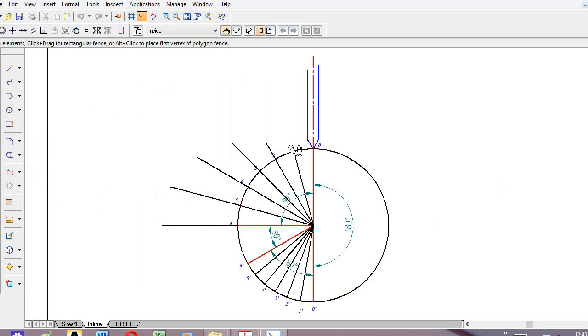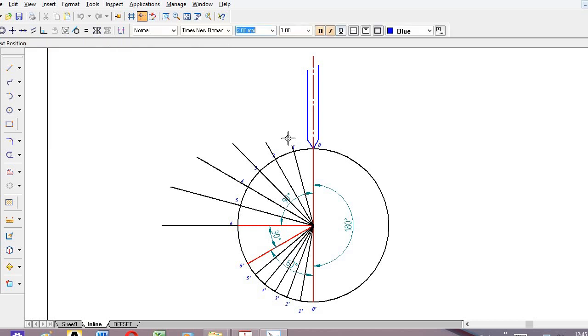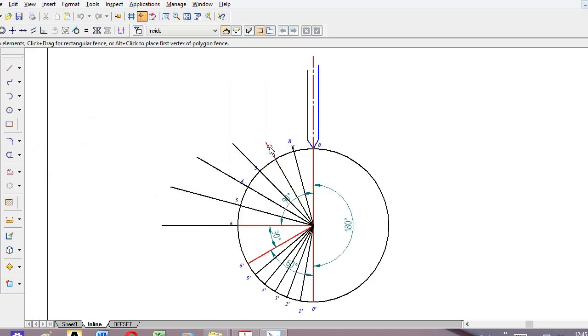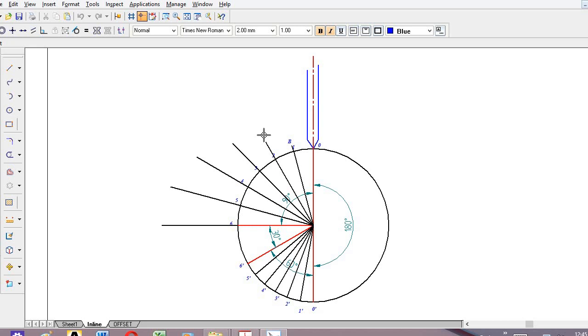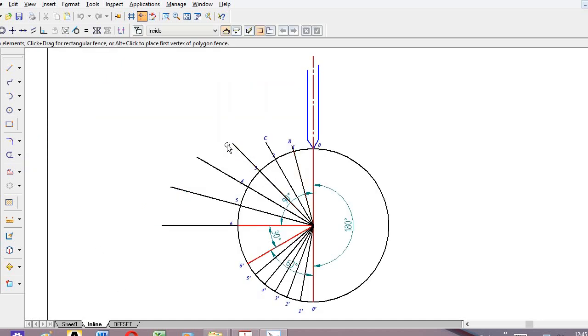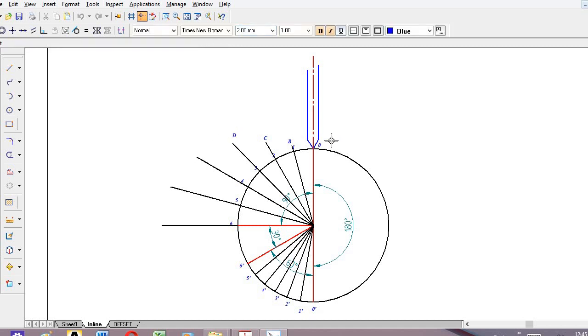So you call this distance 1 to B, and similarly you measure from here 2 to C. What is the measurement? You get it as 10 mm. So you take 10 mm on this radial line, and you mark that point as C. Next you measure 3 to D, and you get it as 20 mm. On the line 3 you measure 20 mm and mark that point as D. Like this we have to complete the profile for the angle of ascent.